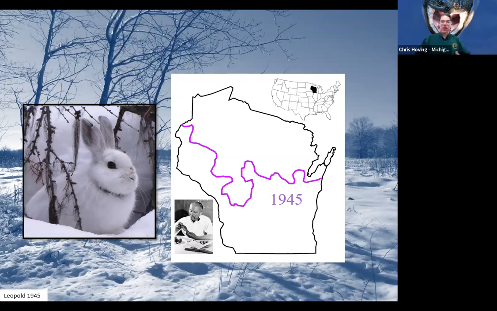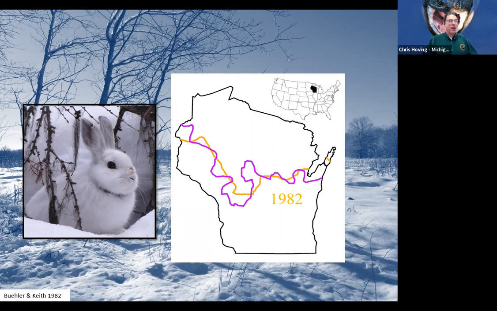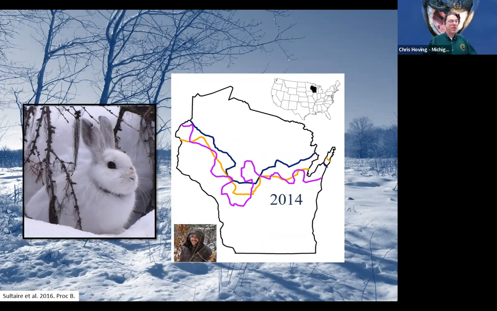So you can take a retrospective look here at snowshoe hare and look at past studies that looked at their geographic range. Here is one study that was actually done by Aldo Leopold back in 1945. He drew where the range map for snowshoe hares was in Wisconsin. A similar study was done in 1982, and you can see in some places the line hasn't shifted much, in other places it has shifted a bit north. And then a more recent study done in 2014 by Sean Salter found that the line had shifted quite a ways further north in Wisconsin.